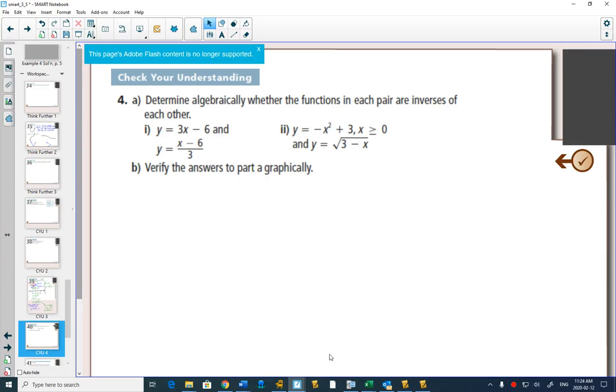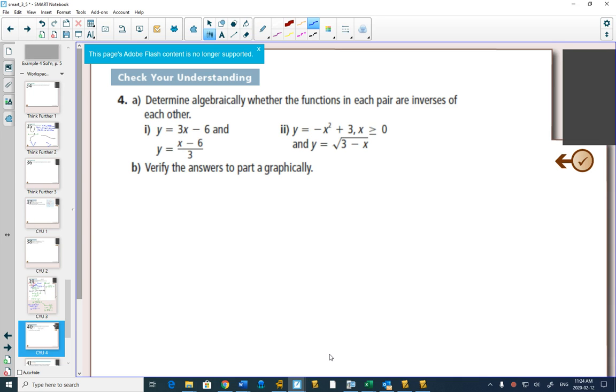We want to determine algebraically whether the functions are inverses of each other, and then we're going to look at it graphically to see how they're inverses of each other. So algebraically, well, that's where you take one equation, switch x and y, solve for y to get the equation of the inverse, and if it matches the other equation's inverse, then you know that they're inverses. If they don't match, then they're not inverses.